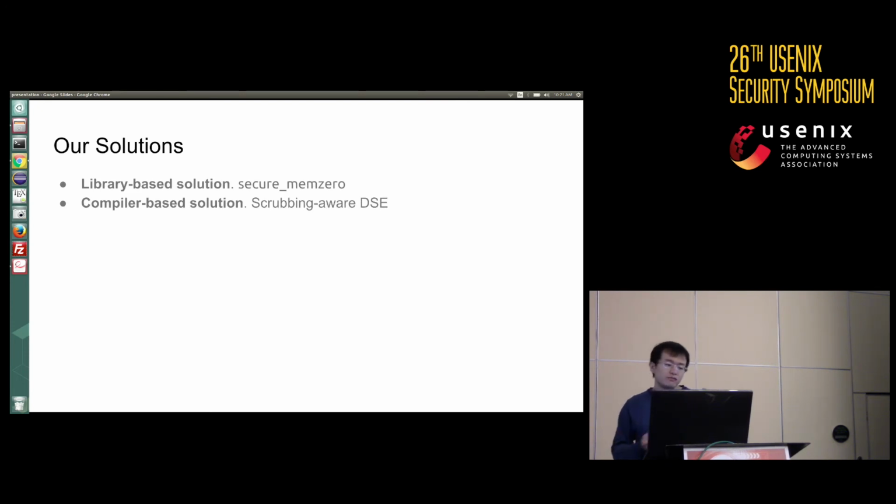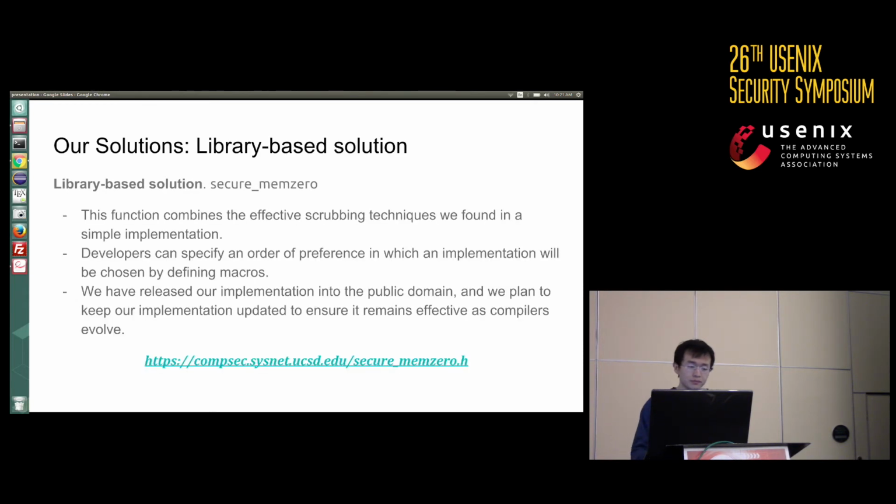Our observations from our case studies inspired us to create two solutions, one library-based solution and one compiler-based solution. Our library-based solution is a scrubbing function called secure_memzero. This function combines most of the scrubbing techniques we found to be effective in practice in a simple implementation. Developers are allowed to specify an order of preference in which an implementation will be chosen by defining macros.